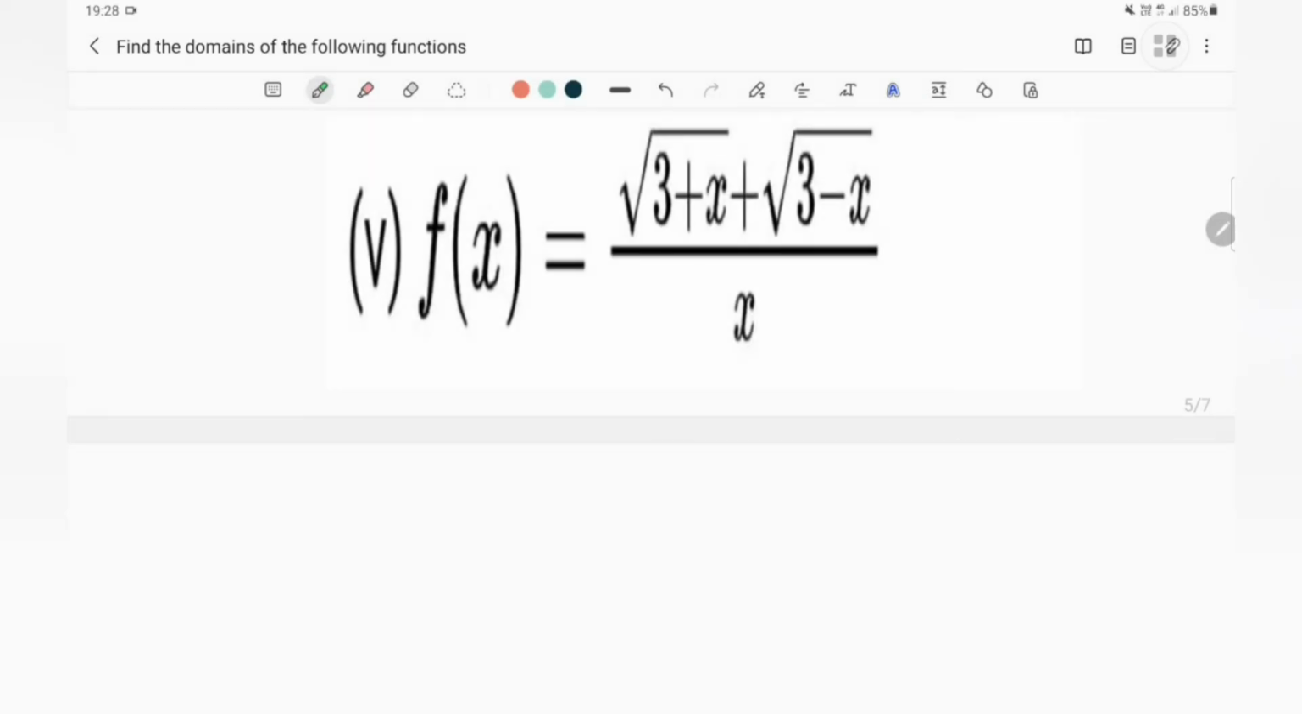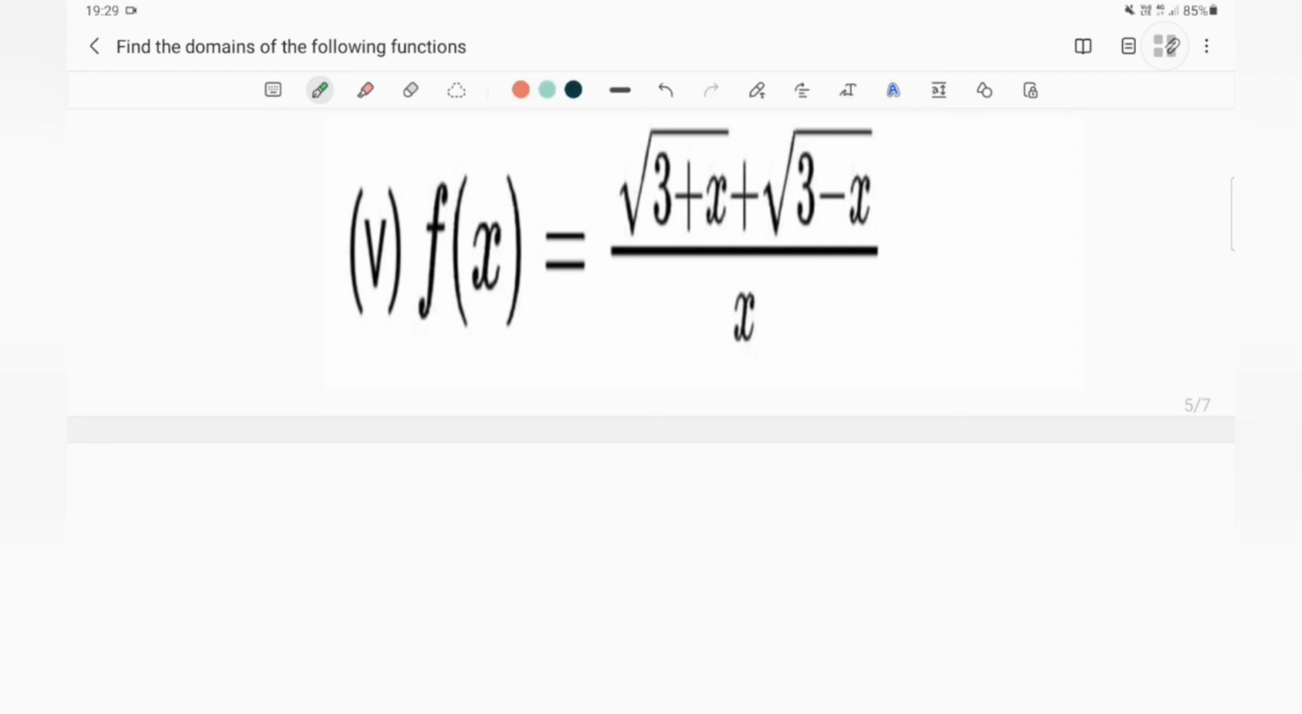Yeah, the next question, find the domain of the function f of x equal to root 3 plus x plus root 3 minus x by x. Observe, dear students, it is in the form of f of x by g of x. The given function in the numerator divided by denominator is some x. Whenever f of x by g of x, x should not be equal to 0. X should not be equal to 0. Denominator should not be equal to 0.